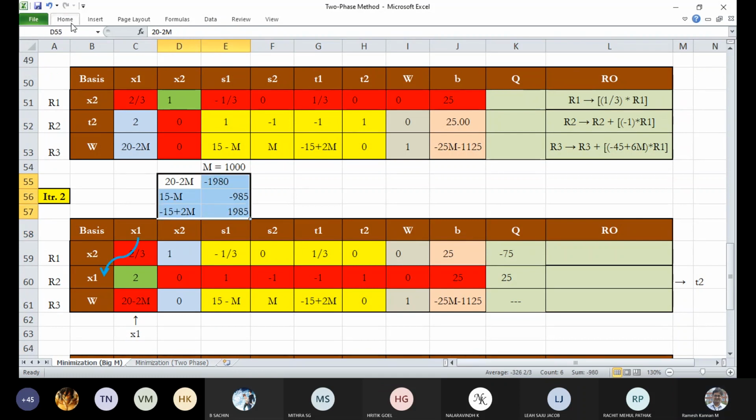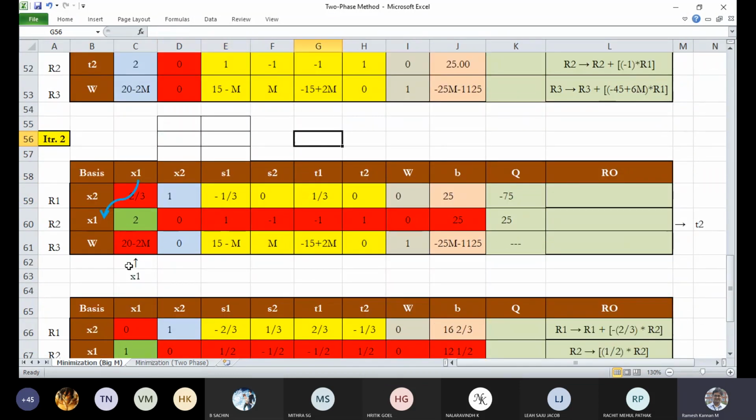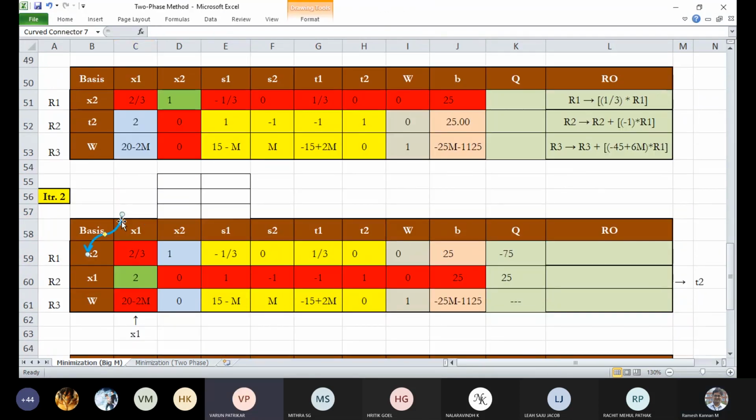So let me put it in. Among these, the most negative number is 20 minus 2m, that is minus 1980. I'll just close this for a moment. That's how this becomes the most negative number, and that particular column is selected.